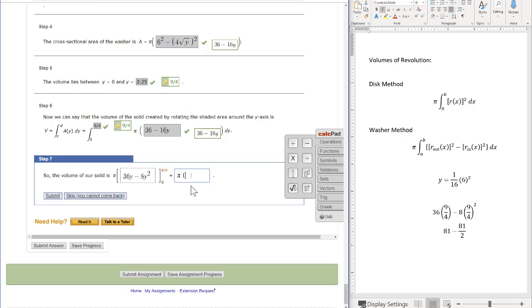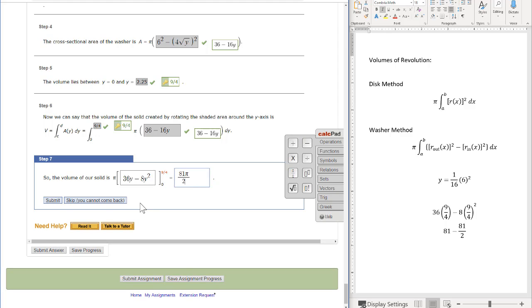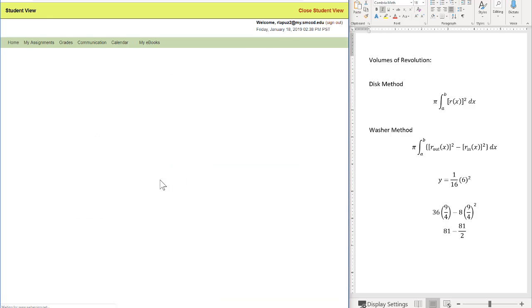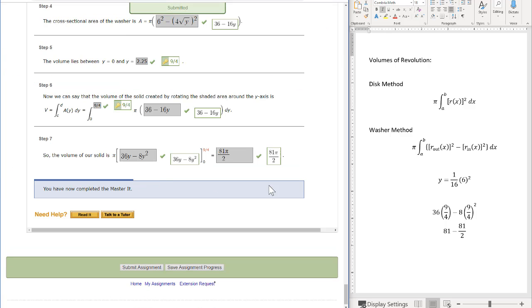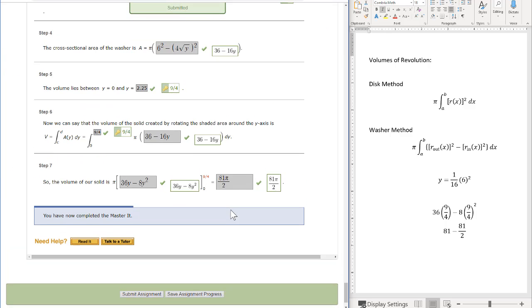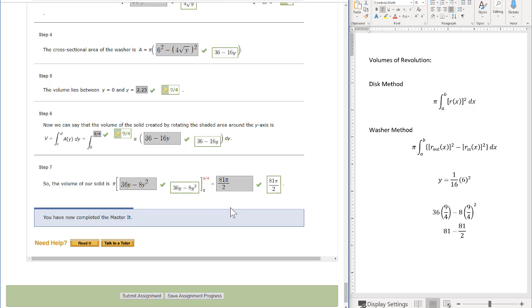So let's type 81 pi divided by 2. And that should be the result. Okay, so this is another example of a washer cut along the y-axis. And that's it. I hope that helps.